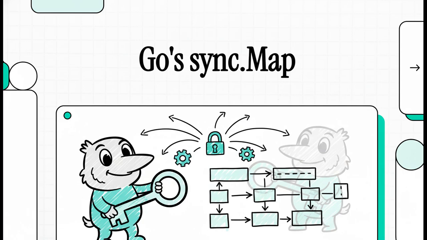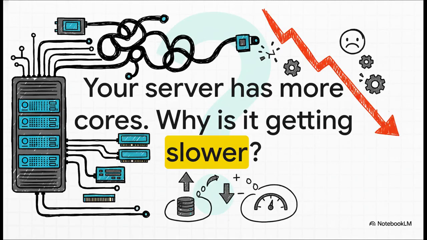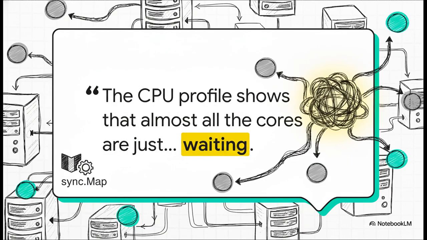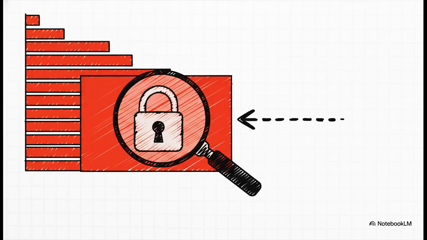All right, let's talk about a powerful but often misunderstood tool in Go, sync.Map. So let's start with a mystery. You add more hardware to your server, but it actually gets slower. How? Well, that's exactly what happened to a developer named Ethan after a big 32-core server upgrade. His performance profile pointed to a surprising bottleneck, the lock he used to protect a standard map.